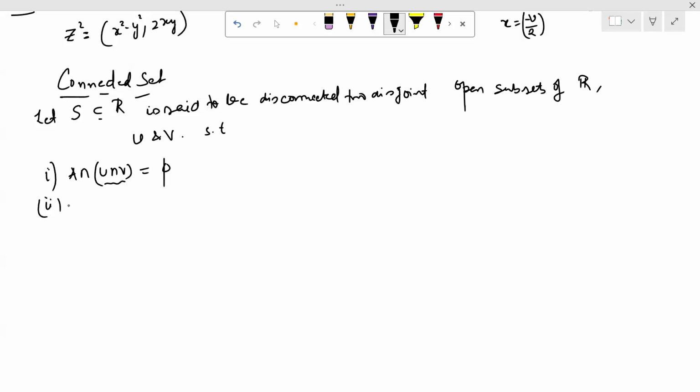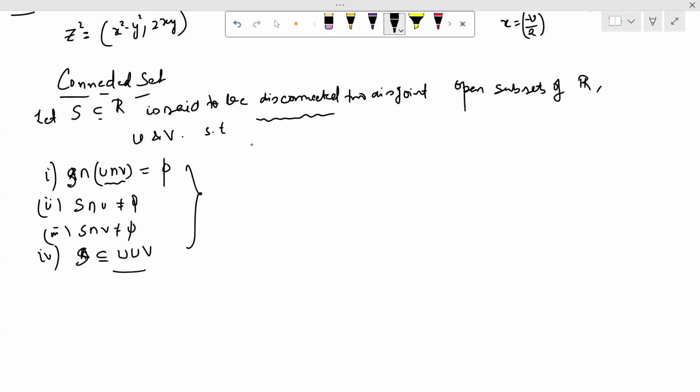Second, S intersection U is non-phi. Third, S intersection V is non-phi. And then you can write that S is contained in U union V. This is how you can express your disconnected set, not connected set, or separated set. We usually say that this U and V are a disconnection of S. So this is how we actually express things.